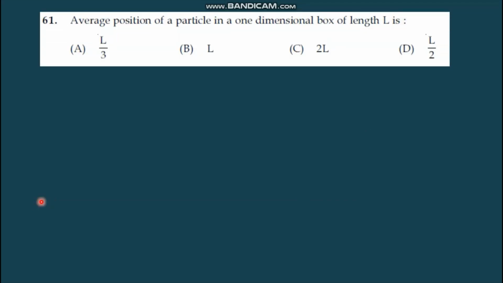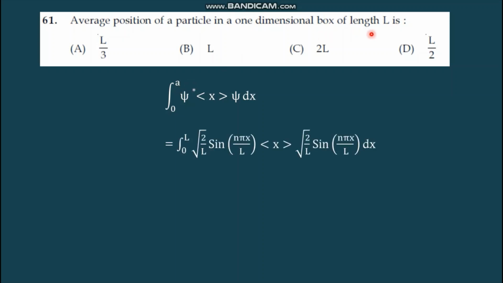Average position of a particle in a one-dimensional box of length L. The average value we can find by using this integral, 0 to a, psi star, average value of x, psi dx. This is the general equation, and here a means L, that is the upper limit is L because the length of the box is L. So we can write the integral 0 to L, and the value of psi for a particle in a one-dimensional box is root 2 by L sin n pi x by L. This value won't be given in questions, you have to remember it all the time.